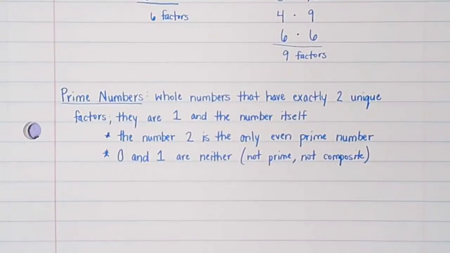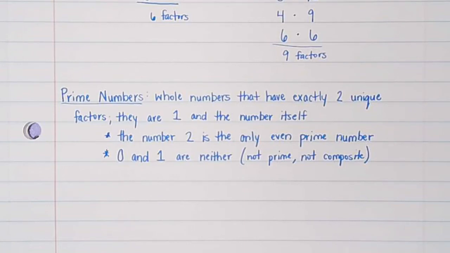Because think about it. Remember, the definition said it has to be two unique factors, two different factors. Well, one of the things that gives me 0 is 0 times 0. And those are not unique. They're the same number. And then for 1, what gives me 1? Same thing. 1 times 1 is 1. Those are not two unique factors. They're the same factor, so they're not different.